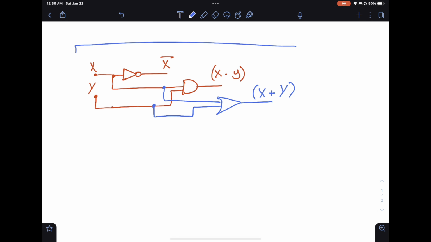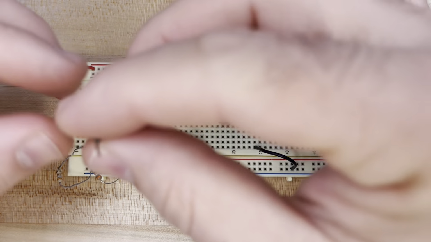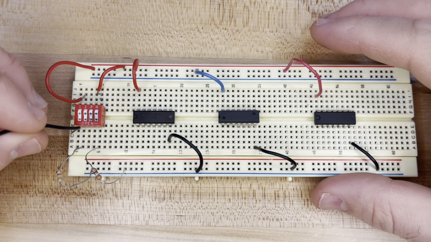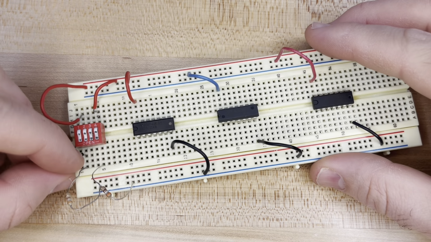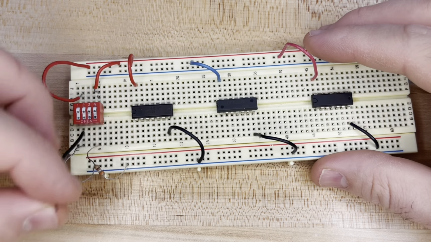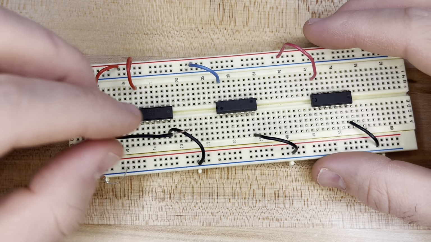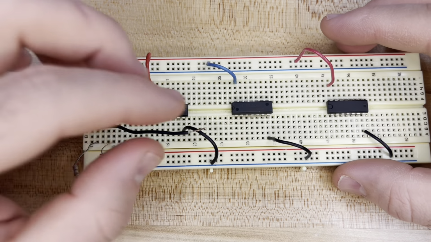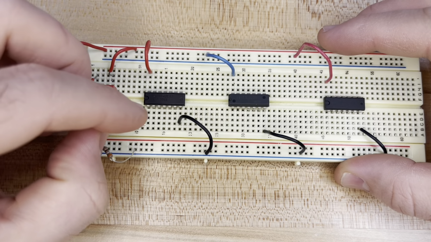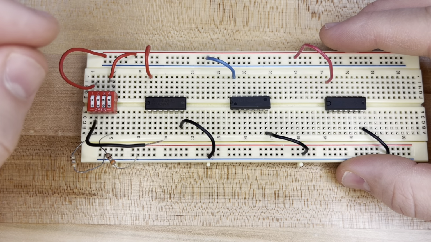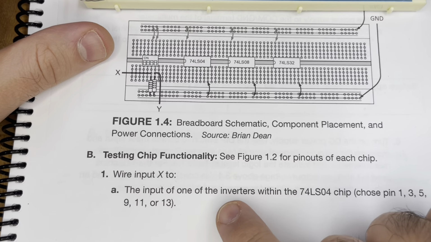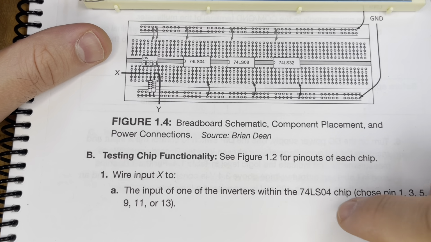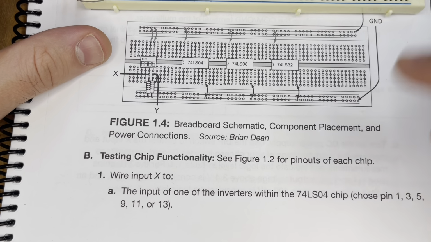Now, since we have the circuit, let's see how we apply it to the board. So the first thing I'm gonna use, let's assume that pin number 1 is gonna represent X for the entire of this experiment. So I have here pin X. Next, I need to decide where is the inverter. So I go to the datasheet if I forgot, and then decide that 04 is the inverter.